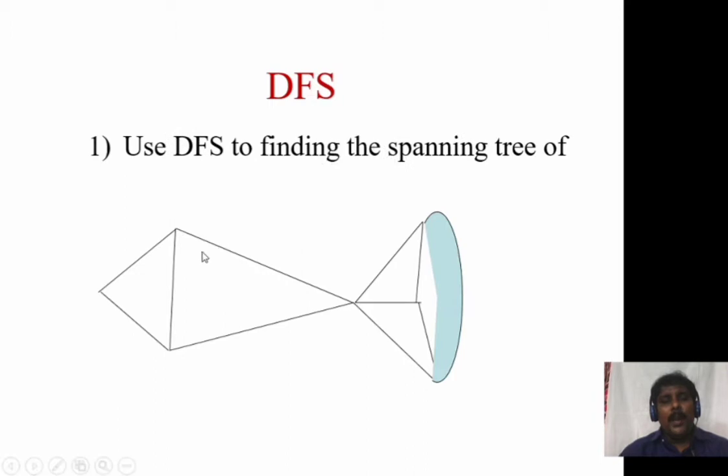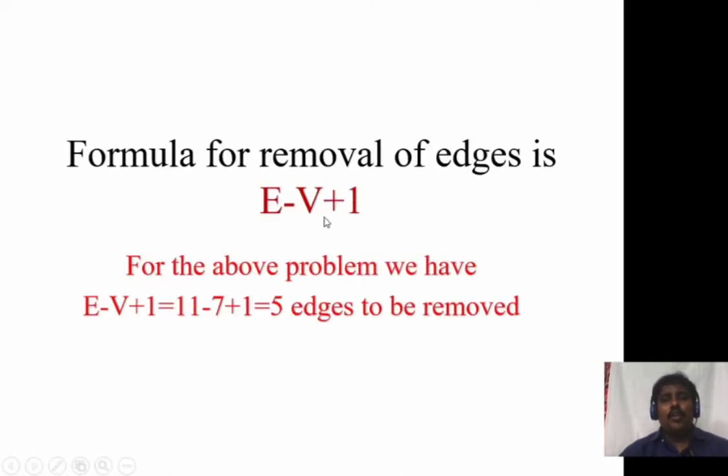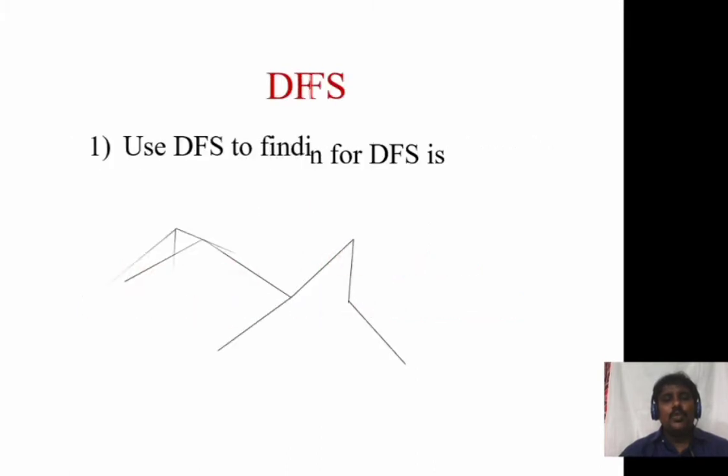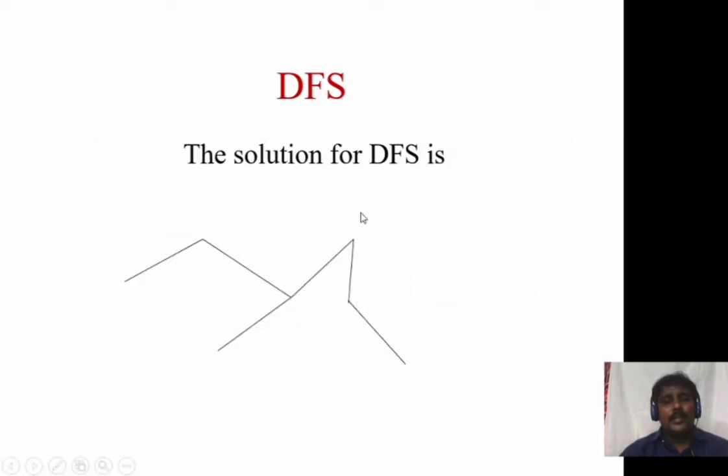We have to remember that we have to remove the 5 edges, but we must not close the diagram. That means we have to put the diagram in an open view, not in a closed view, so the removal will be like this. After removing this I get a DFS for the figure. The formula for removal of the edges is E minus V plus 1. The number of edges is 11 and the vertices are 7 plus 1, then the value becomes 5. So I have to remove 5 edges so that the closed diagram becomes an open diagram. The open diagram of DFS looks like this, and this is the solution of a DFS to the given problem.